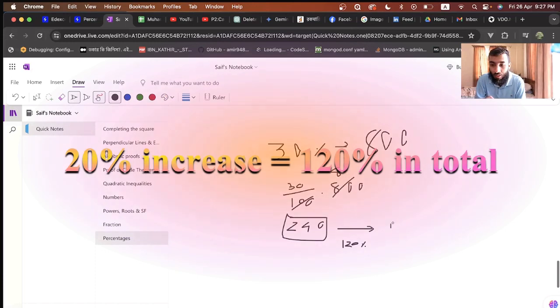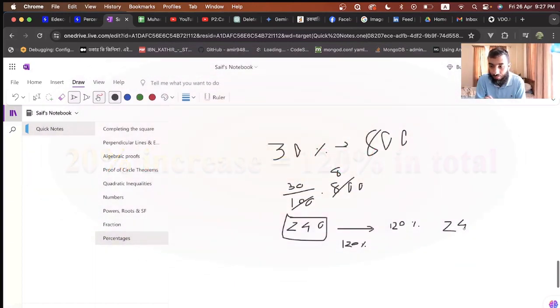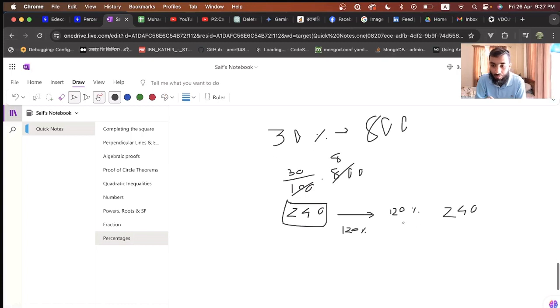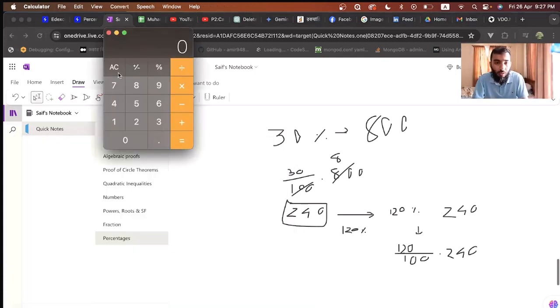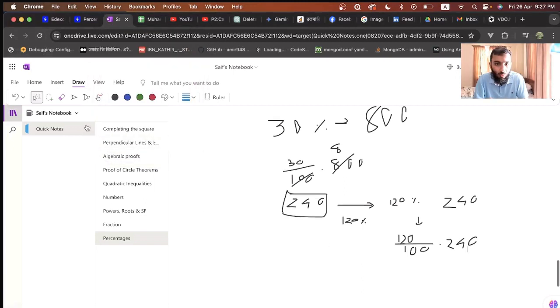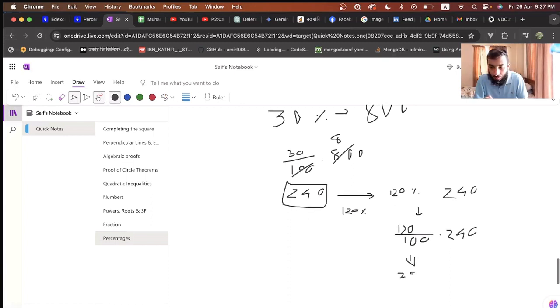So this will be 120% of 240, right? This can also be represented as 120 by 100 multiplied by 240. If I just use the calculator for quick calculation, this is 120 divided by 100 multiplied by 240. So we get 288, right? So 288 is what Ali will have to spend on the rent, only on the rent.